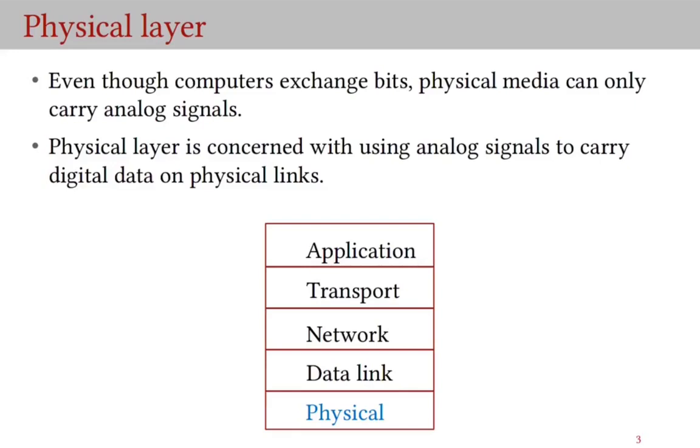As we saw in the previous video on layered network architecture, the physical layer is the first layer of the architecture. The function of the physical layer is to transport bits from one node to another. Even though computers exchange bits, physical media can only carry analog signals. It is the job of the physical layer to convert digital data to analog signals that are suitable to be carried over a particular physical media.